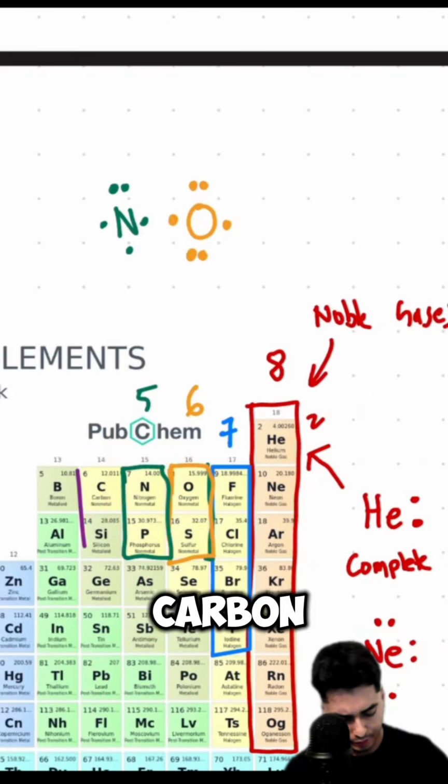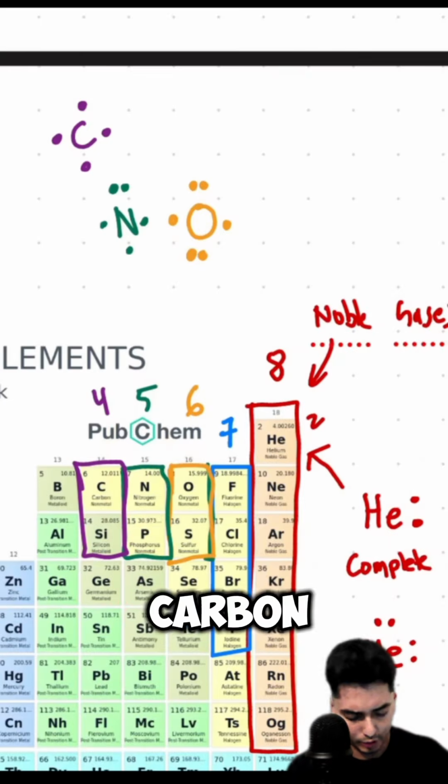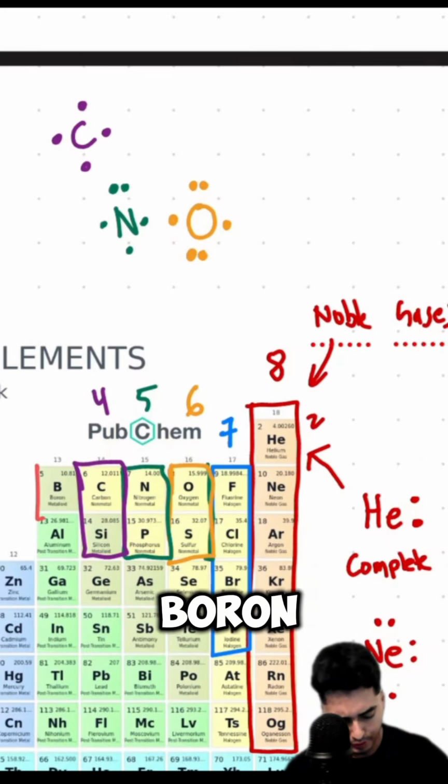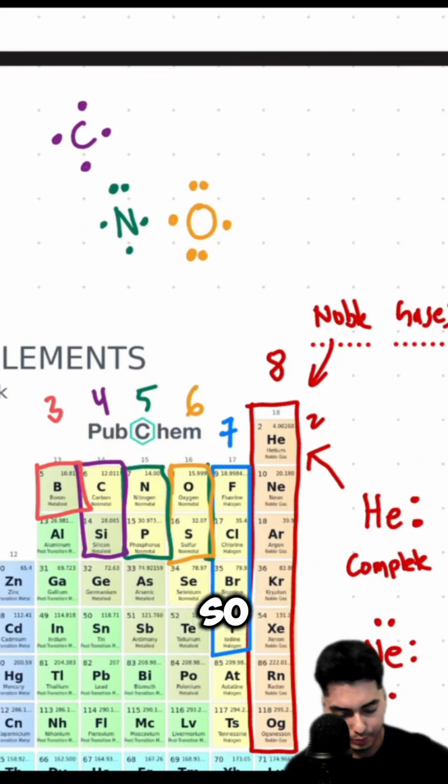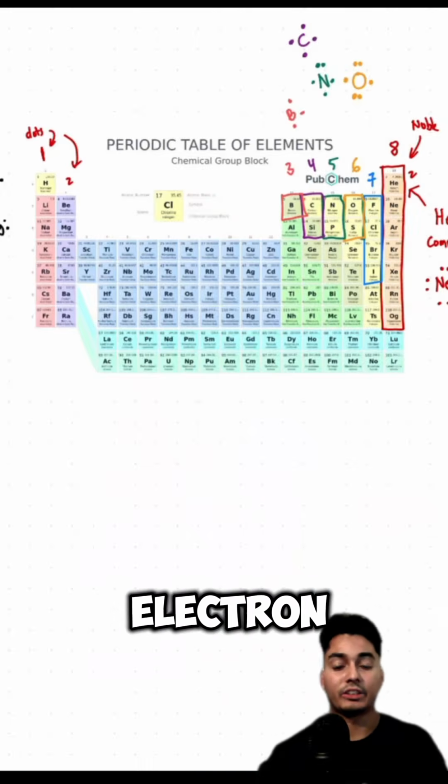And then finally we have carbon and silicon, which is going to be 1 less than that, which is 4. So we're going to do 1, 2, 3, and 4 for carbon. And last but not least, we have boron, which is going to be 1 less than that, so 3. So boron has 1, 2, 3. That's how you know how many valence electrons each element has.